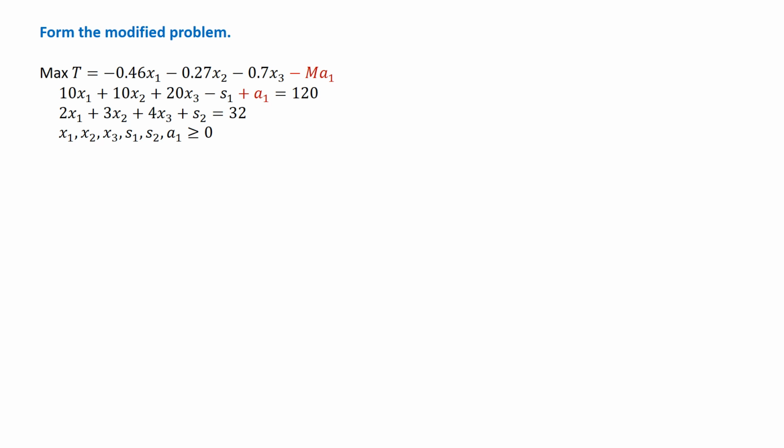Now, x1, x2, x3, s1, s2, and a1 are all non-negative, and so we're ready to get the objective function ready to go into the matrix. So we move everything to the left so that we can get a 0 on the right. So we have 0.46 x1 plus 0.27 x2 plus 0.7 x3 plus M a1 plus t equals 0.